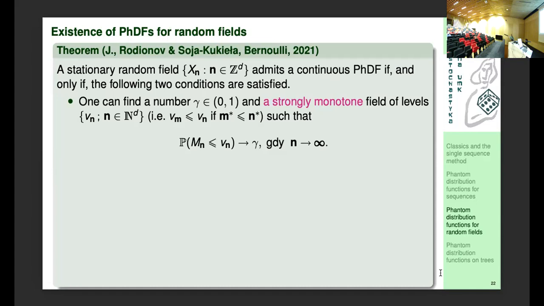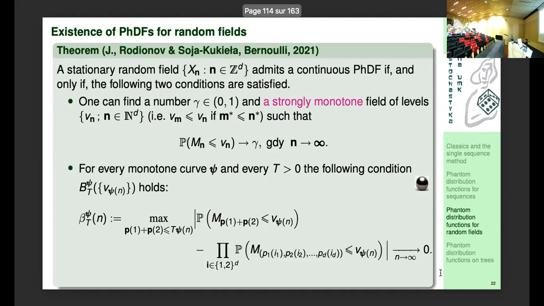But this field of levels does not depend on the shape of the rectangle. It depends only on how many points this rectangle counts. So this is a strong requirement in a sense. We say strongly monotone if the sequence is, in fact, a function of n star, not of n. And for every monotone curve, we have a version of the condition previously mentioned.